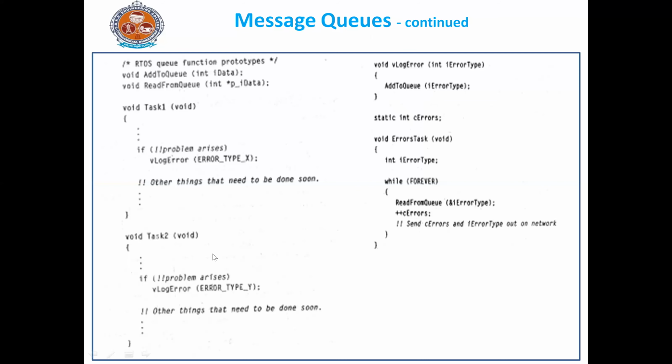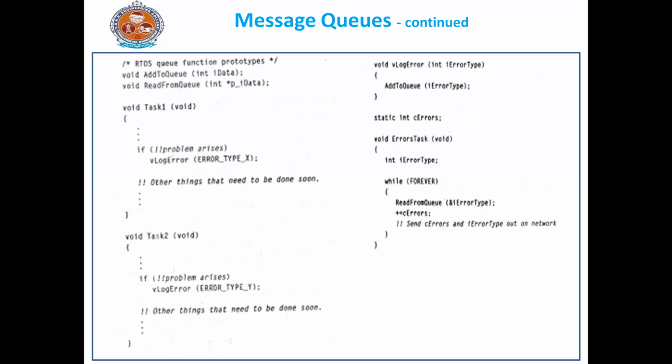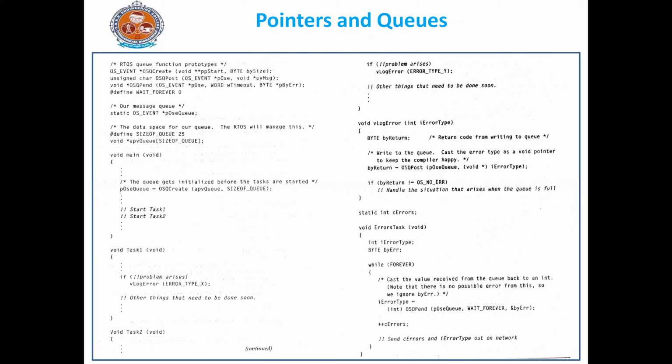So instead of both functions trying to access the same data, you can use the message queues. Another example: whenever you are using pointers and queues, you should be very careful. It is the same previous problem we have explained, now elaborated with pointers.